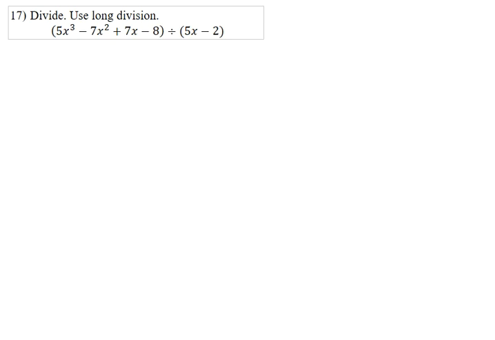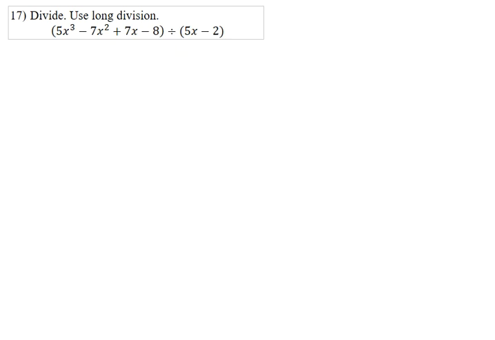Question number 17, and it's asking us to divide using long division. So, looking at what we are given, 5x³ minus 7x² plus 7x minus 8 is to be divided by 5x minus 2. So with long division, let's go ahead and set this up.